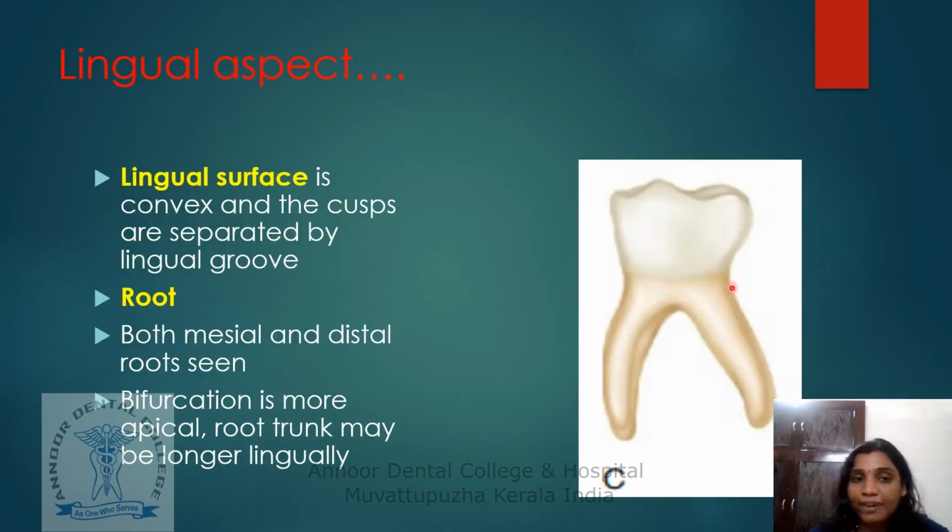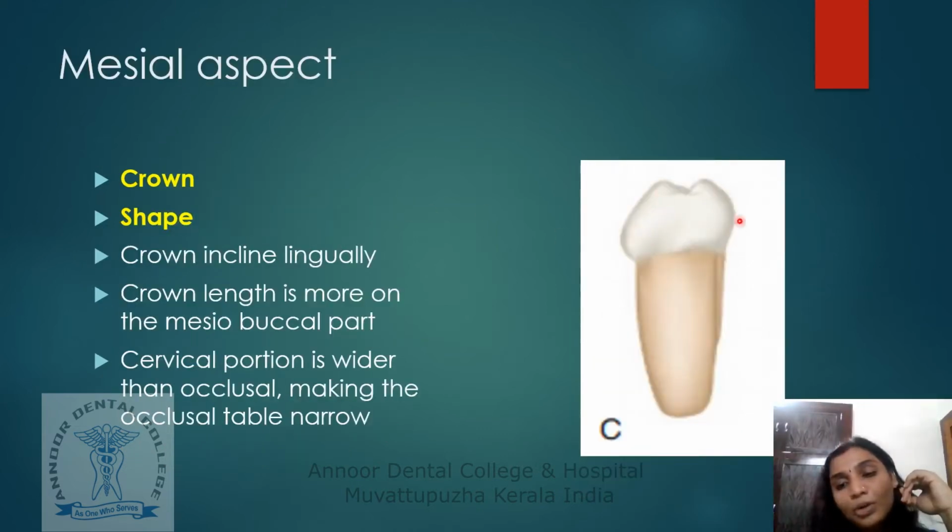When you see the lingual surface, it is convex and the cusps are separated by the lingual groove. Both the mesial and distal roots can be seen from this aspect, and the bifurcation is more apical, making the root trunk longer. The crown shows a lingual inclination mesially, and the crown length is more on the mesiobuccal part. The cervical portion of the crown is wider than the occlusal area, making the occlusal table narrow.